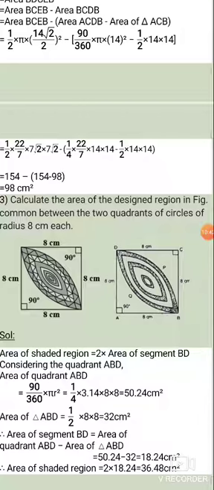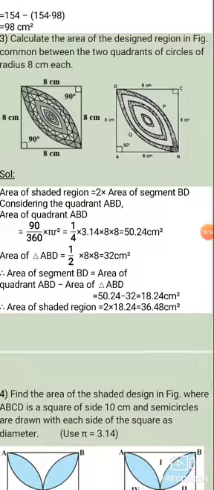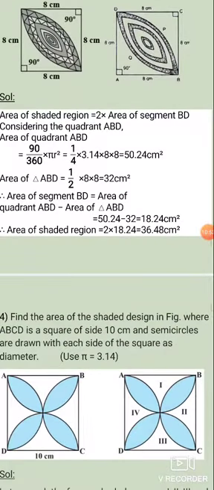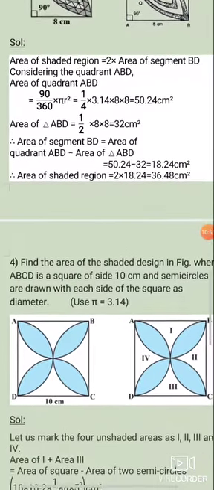Now the second part also we need to include. So 2 into 18.24, which is equal to 36.48 centimeter square. Clear, students? Now the next one, example question.